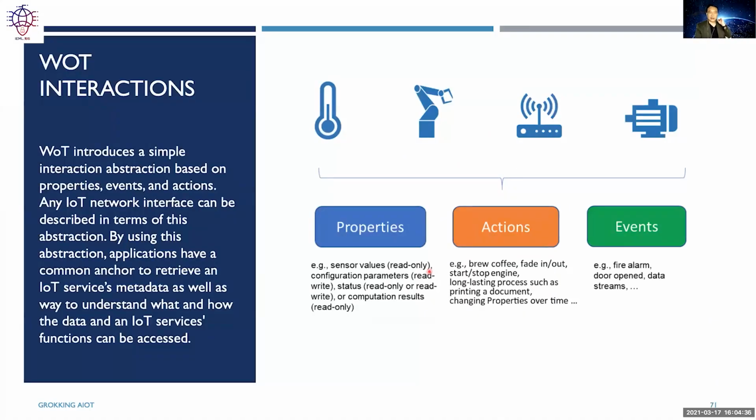So there are some basic concepts in the WoT implementation, or Web of Things implementation. The first thing that it implements is this notion that all your interactions can be thought of in terms of properties, actions, and events. All your interactions, or how you interact with a particular device or application, can be thought of in terms of properties, events, and actions. So any IoT network interface can be described in terms of this abstraction. By using this abstraction, applications have a common way of accessing or interacting with the IoT device.